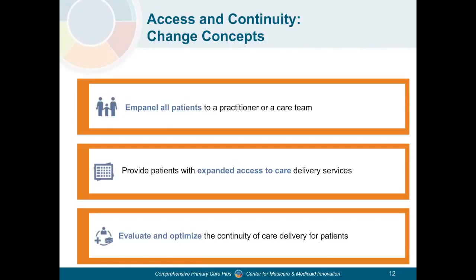To accomplish your access and continuity goals and to achieve more patient-centered, high-quality, cost-effective care for patients and families, you should focus on these three change concepts. Change concepts are the critical overarching objectives that we recommend that you pursue to most effectively innovate on the clinical delivery requirements. First, you should empanel all your patients to a practitioner or care team. Second, provide your patients with expanded access opportunities to care delivery services. Finally, you need to develop a process to evaluate and optimize the continuity of care delivery your practice provides to patients.